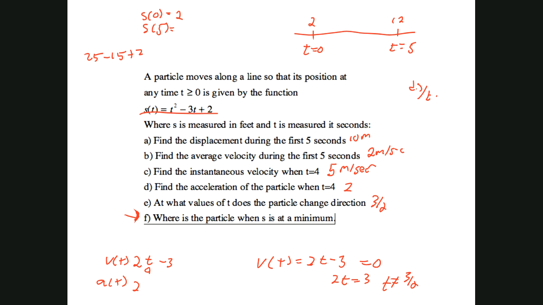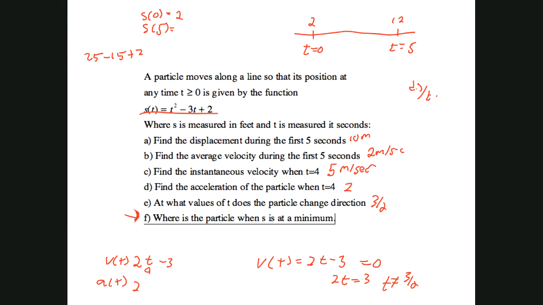Okay. And the answer to that question is no. At what value does the particle change direction? It changes direction at 3/2. It's never going to change again because the velocity is never equal to 0 again. So it's only going to change one time.